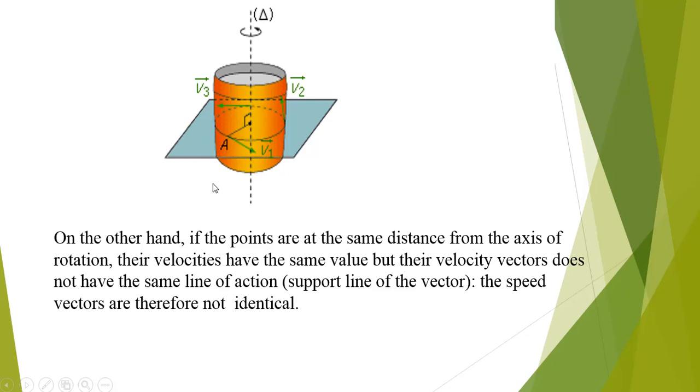So, if the points are at the same distance from the axis of rotation, their velocities have the same value, but their velocity vectors do not have the same line of action. Line of action, this is the support line of the vector. The velocity vectors are therefore not identical.